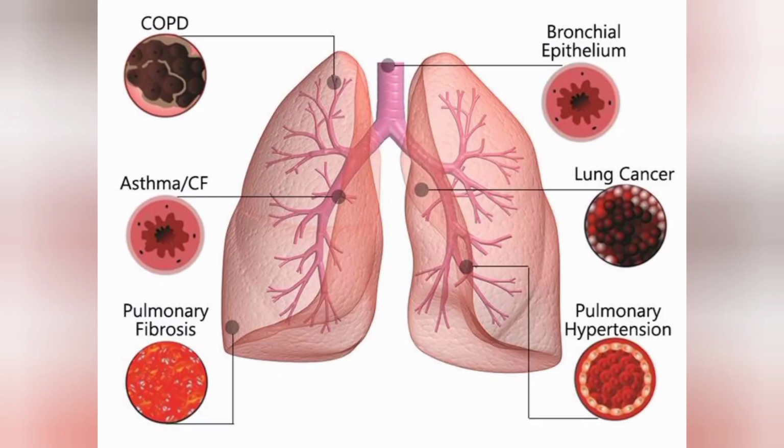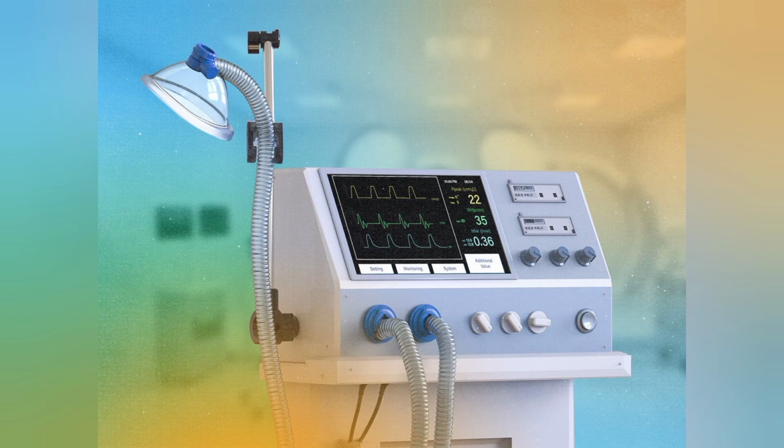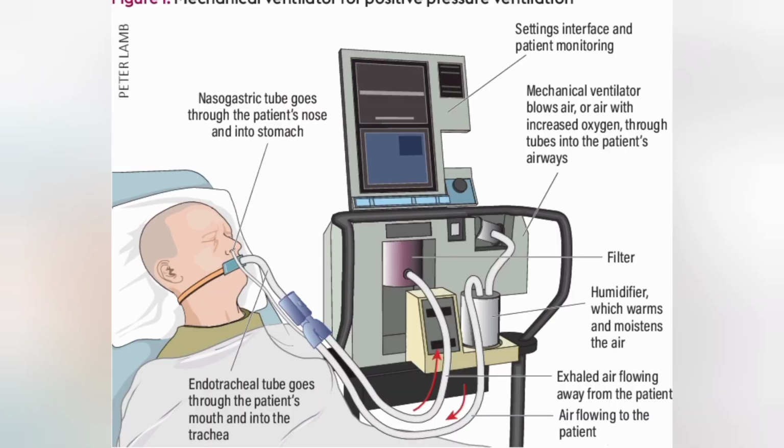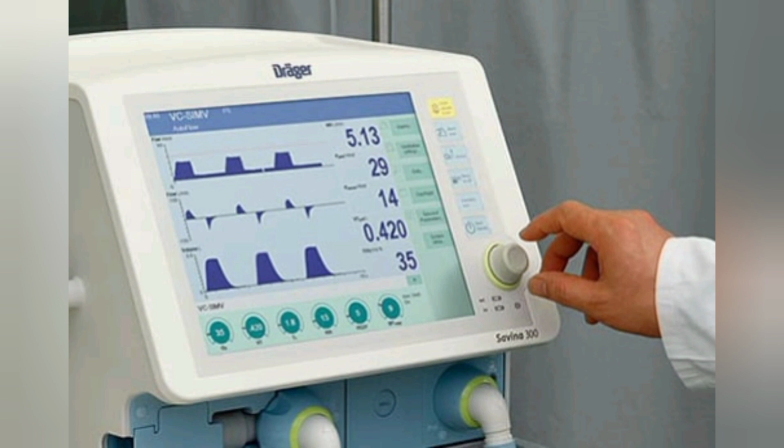So let's see how a ventilator works. This is a ventilator. A ventilator has two ports. One is the inhalation port and the other is the exhalation port. Oxygen is sent to the patient's lungs through the inhalation port and exhaled gas from the patient is collected in the exhalation port. Every patient has different treatment requirements. According to their medical conditions, the doctor or clinical team decides how the ventilator is used for the patient.